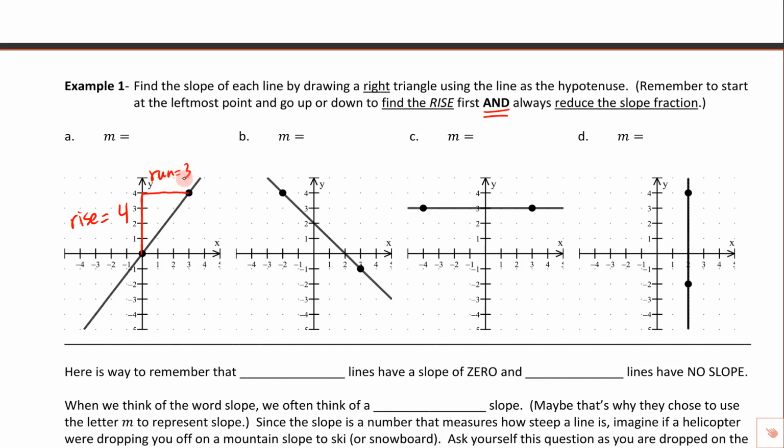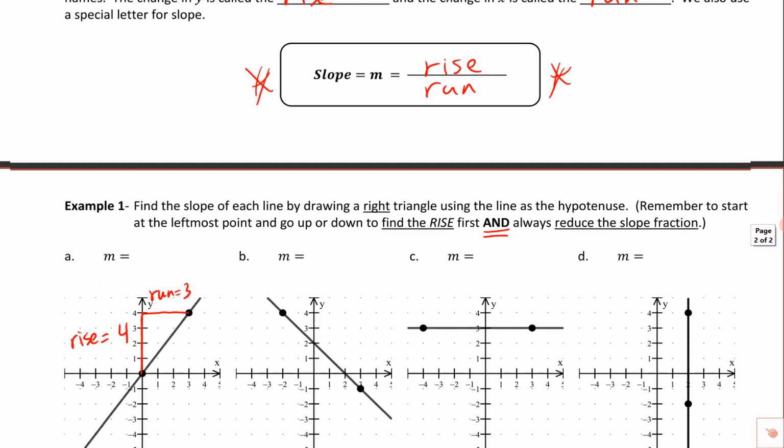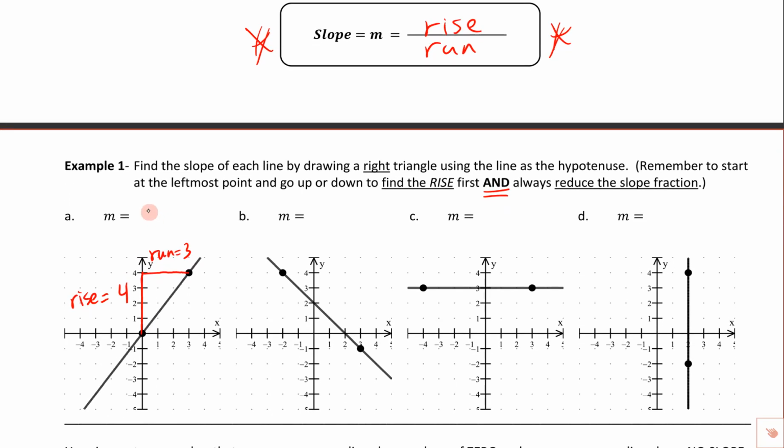So remember, the slope formula is, flip over to that other side, rise over run. So we're going to do the rise is 4 and the run is 3. That can't be reduced at all, so this right here is the answer. So we'll just circle that and we're all finished. It's literally that easy. So let's do the next one.